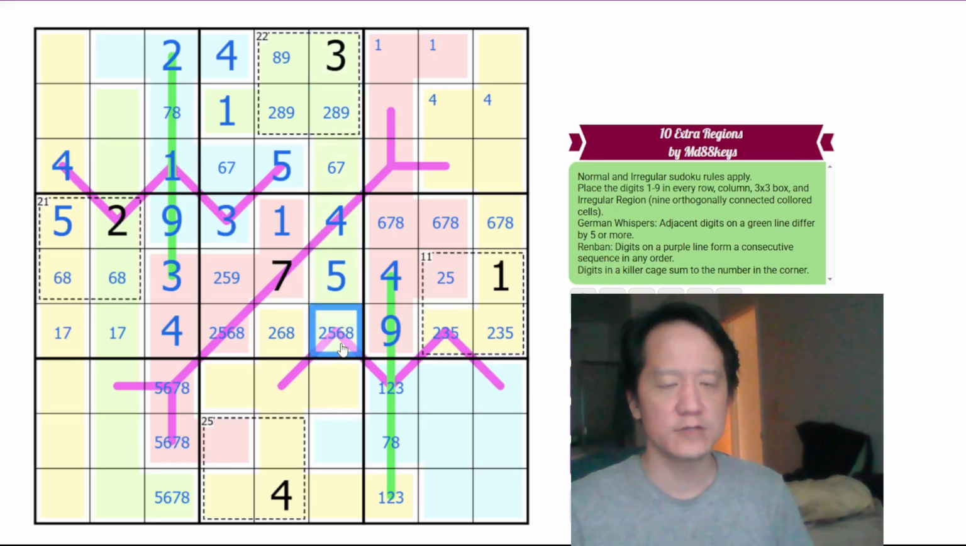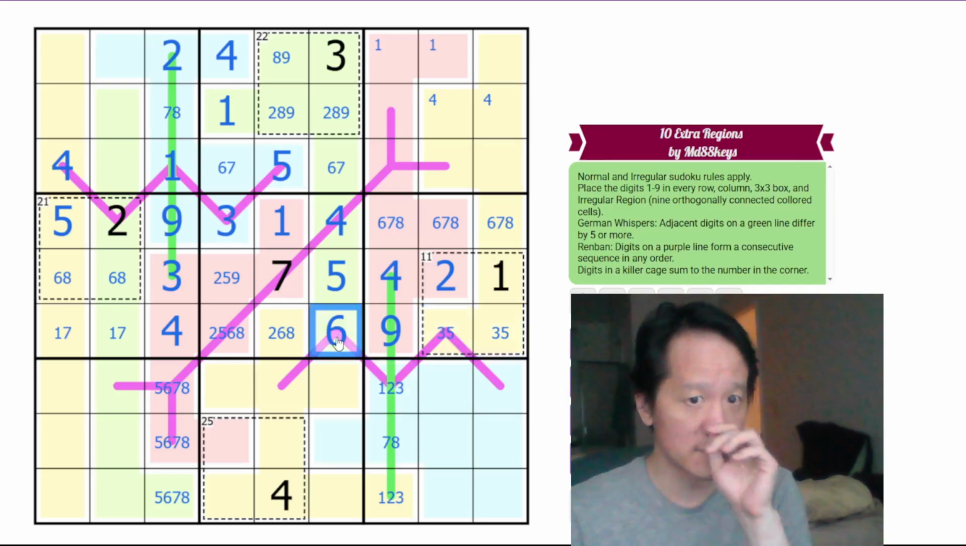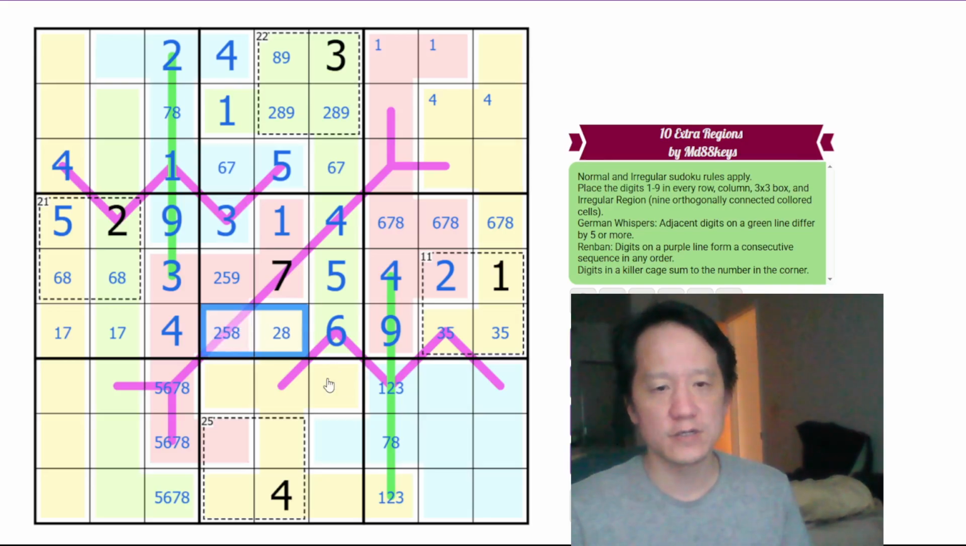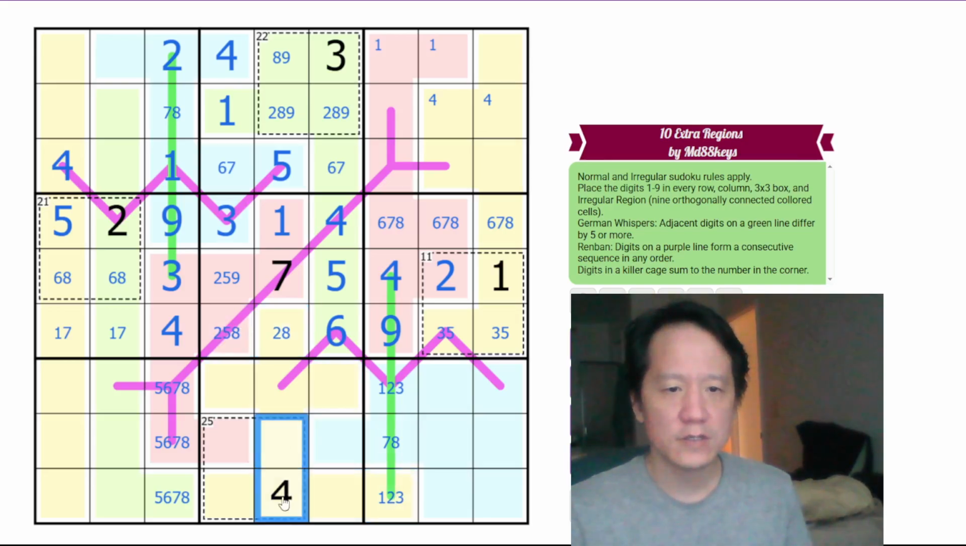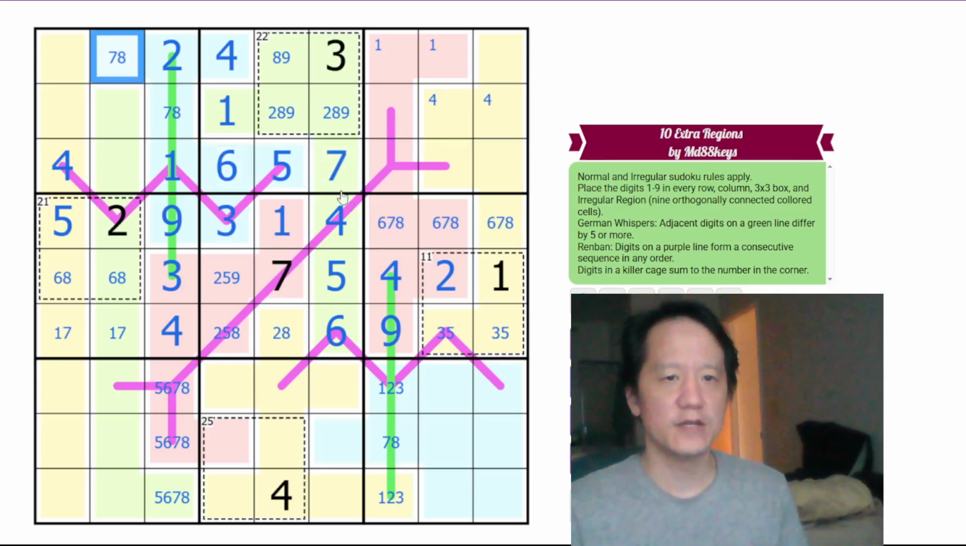This is 5. This can't be 2, 5, or 8, so this is 6. This 5 eliminates 5 here, so this is a 2. Neither of these can be 2. This is 3 or 5. This is 6, which means neither of these can be 6. This 6 means this can't be 6. This is 7. That's a 6. This has to be 7, 8 for this irregular region.